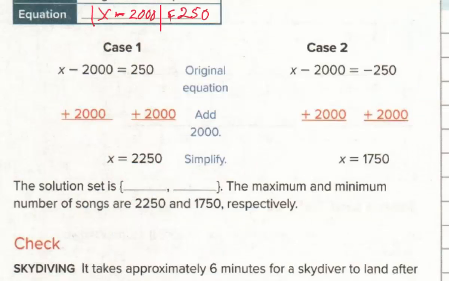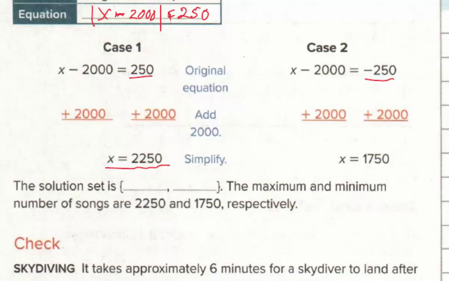Down here, they just show both cases. So remember, every time the absolute value is by itself, we can have it equal to a positive or a negative version of that solution, and we have it solved for both. So when we solve the right-hand side and we add 2,000 to both sides, we see that we end up with X could be 2,250 songs.